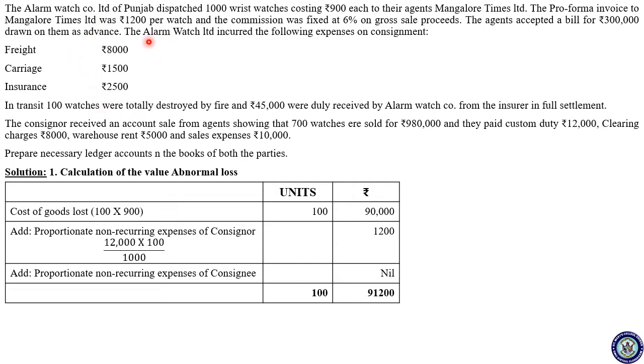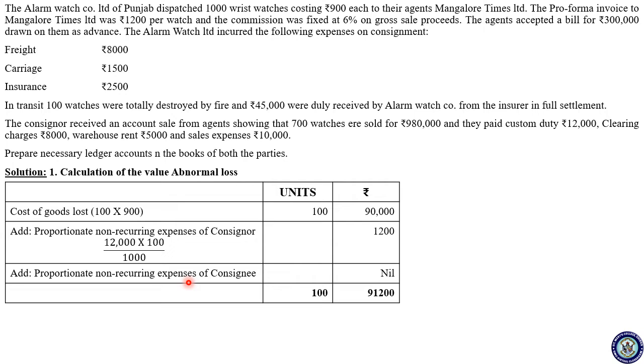So you add these three figures, 12,000. It is for 1000 wristwatches, and you want it for 100. So by cross multiplication, you get 12,000 into 100 divided by 1000. So it comes to 1200.